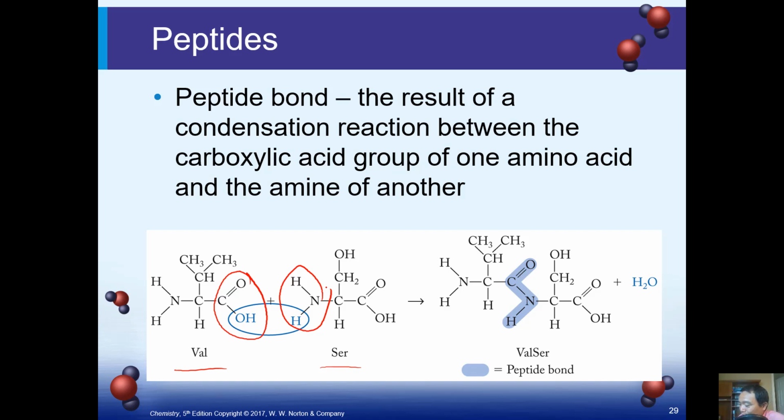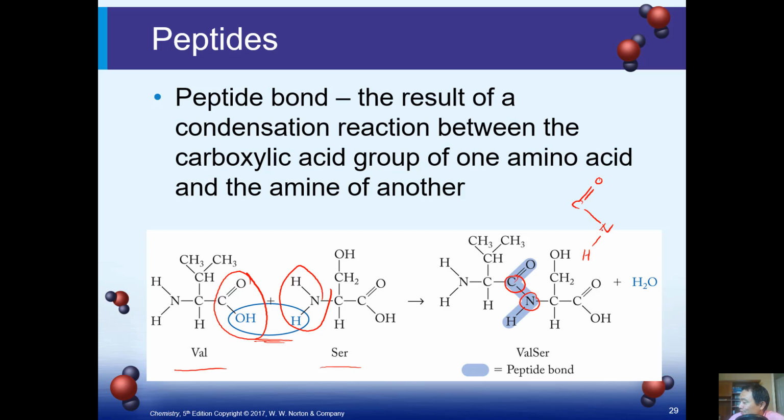Okay, if you combine, you see the blue circle here. If you lose water, then the carbon and the nitrogen are connected, and the newly formed bond, we call that a peptide bond. When you look at this structure, this C=O double bond and the NH are indicated as the peptide bond.